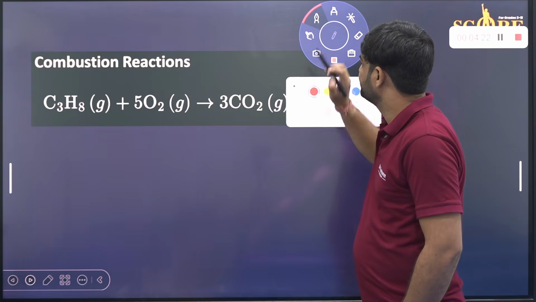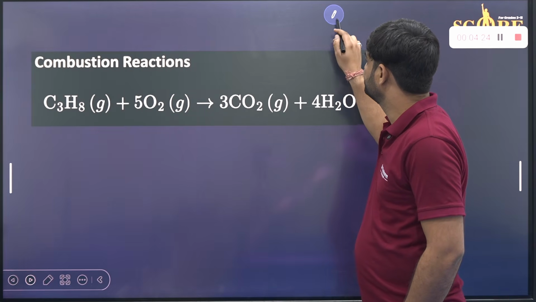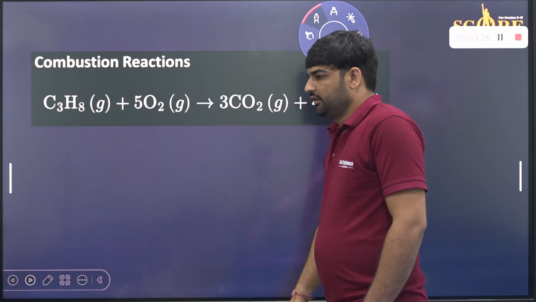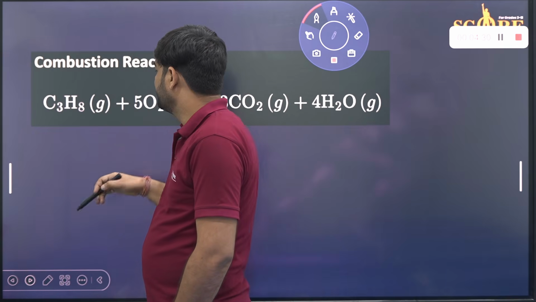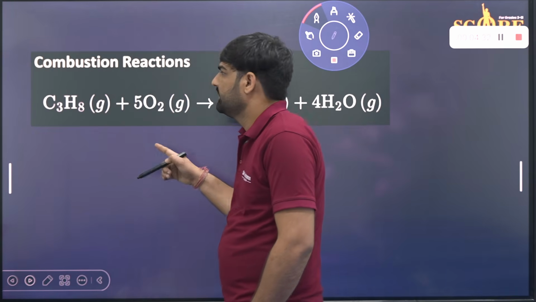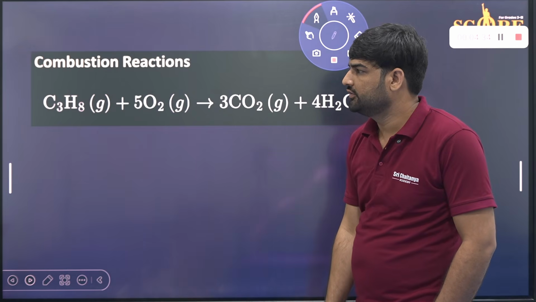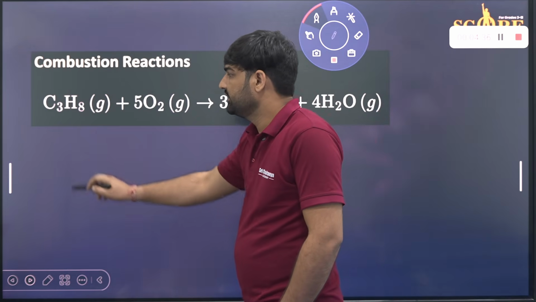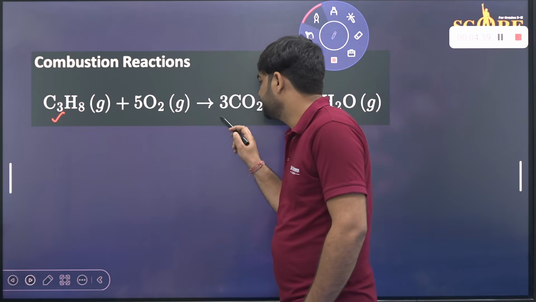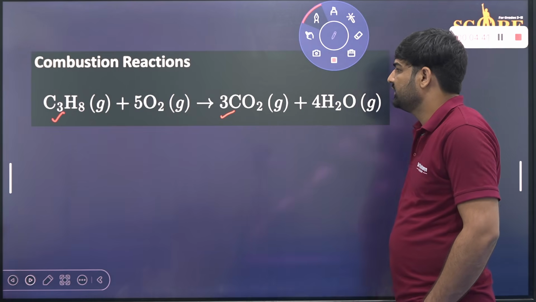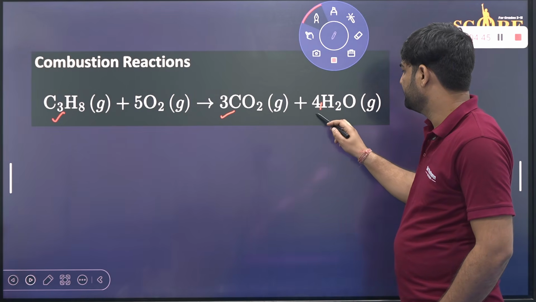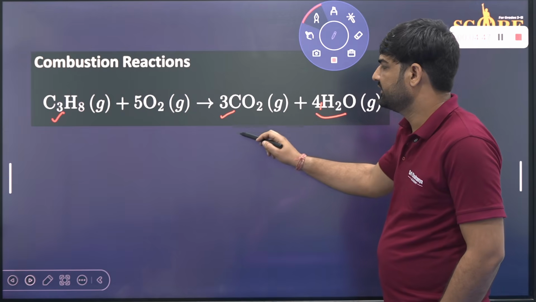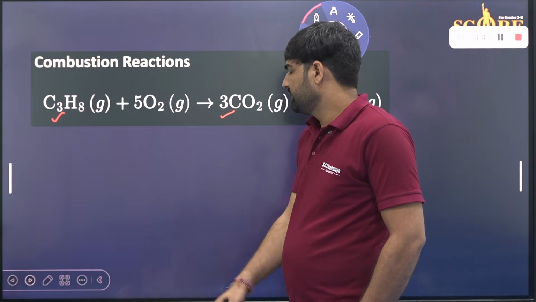Now, if you want to balance a combustion reaction, first of all you have to balance carbon. Carbon is 3, so this is 3. Then hydrogen is 8, so we have to write 4. Then oxygen is 4 and 6, so this will be 5.